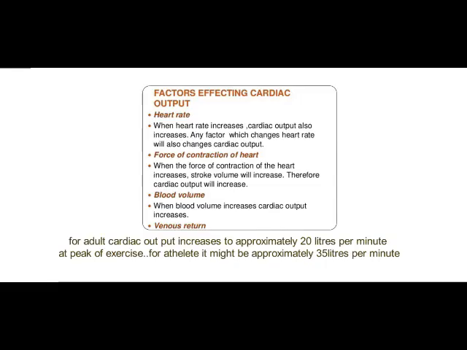For a typical fit young person, the cardiac output might go up to 20 liters per minute at the peak of exercise. For a world-class athlete in an endurance sport, the maximum cardiac output might be 35 liters per minute.